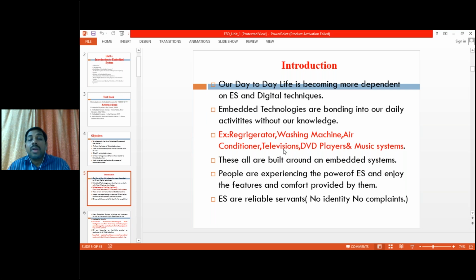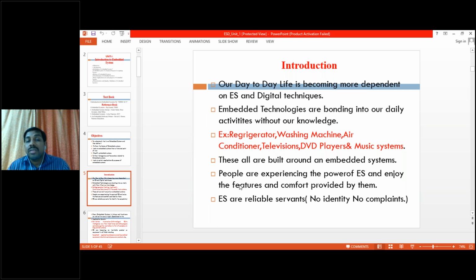These devices are built around an embedded system. People are experiencing the power of an embedded system. So even if they don't know what an embedded system is, they know the power of an embedded system, because different vendors will manufacture different refrigerators, different washing machines, different air conditioners. Now certain air conditioners are controlled by your mobile, certain washing machines are controlled by your mobile, and televisions are controlled by mobile. You don't need any separate remote for them. So that is the power of the embedded system technology.